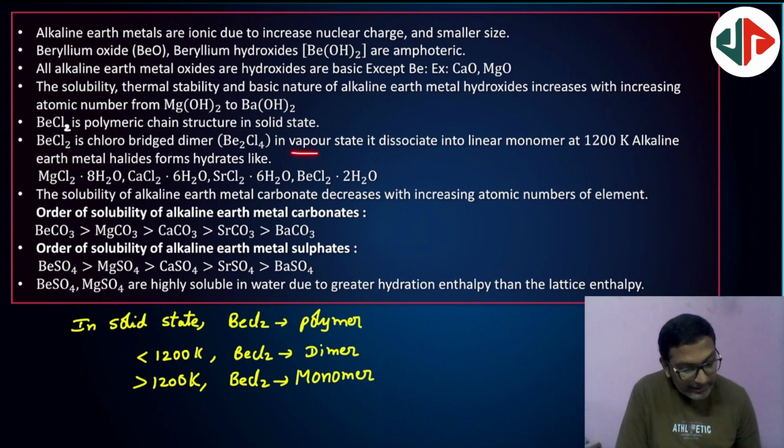Here in vapor state, it dissociates into monomer. Above 1200, monomer, single unit. So below 1200, dimer, 2 units will be joined. In solid state, perfect polymer. Next.